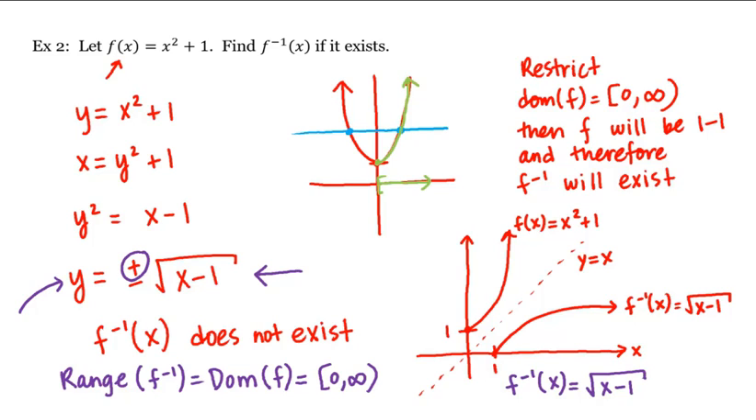And you should graph the two lines from example number 1. You'll see that their graphs are symmetric about the line y equal x. And this is how we find inverse functions.